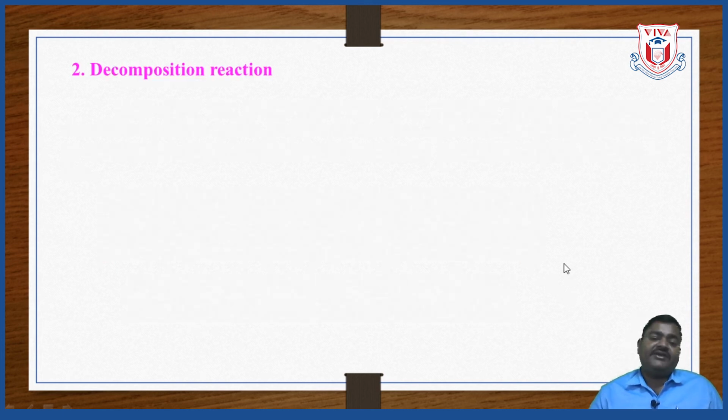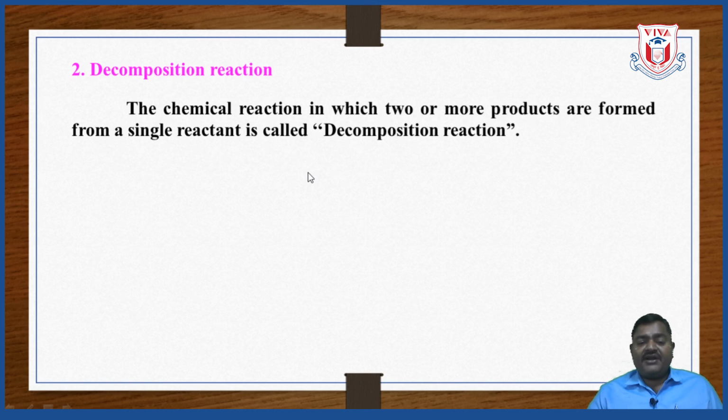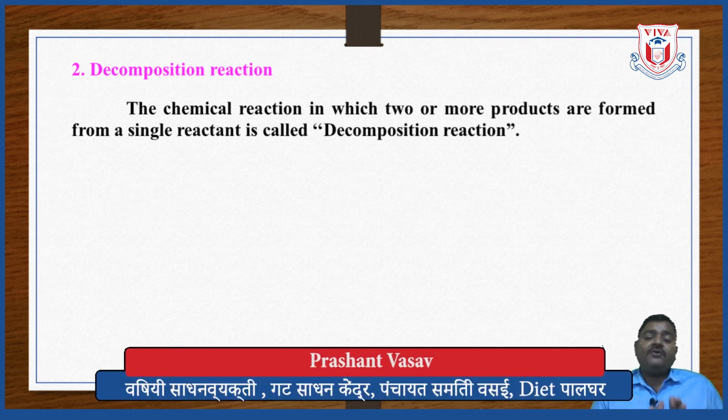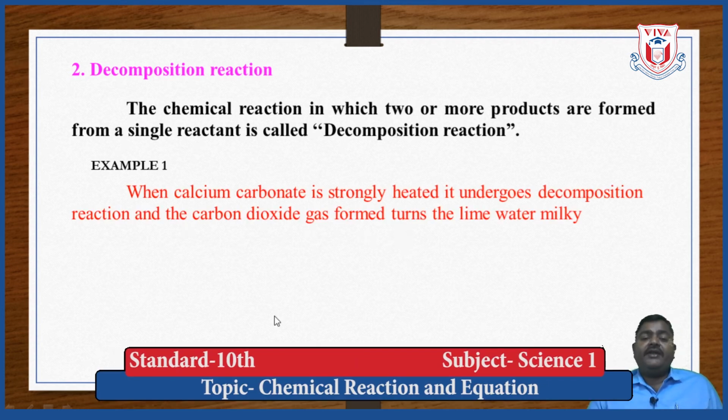Second type of a reaction, that is a decomposition reaction. Now you can again sense the meaning from its name also. Decomposition reaction, decomposition. So here the chemical reaction in which two or more products are formed from a single reactant is called decomposition reaction. म्हणजे दोन किंवा दोन पेक्षा अधिक प्रोडक्ट्स जर मिळत असतील एका सिंगल रिॲक्टंट पासून, तर त्याला डिकम्पोजिशन रिॲक्शन असे म्हणतात. Example, when calcium carbonate is strongly heated.